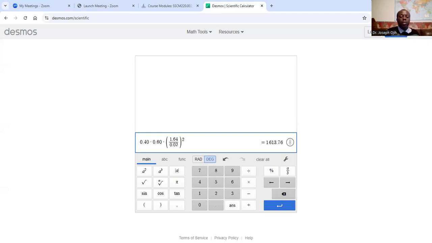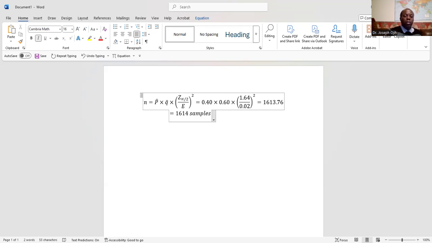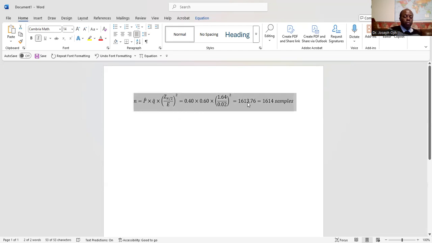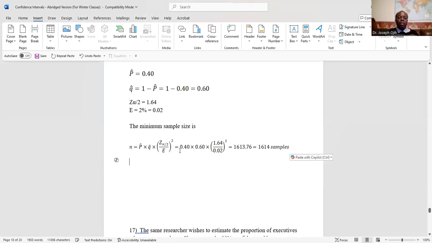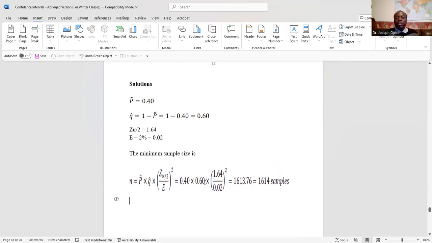So we can go and put it on our work. We got 1613.76, which normally we round up to the next whole number, which is 1614 samples. That's what we need. 1614. We always round it up to the next whole number. I'm gonna copy this and paste it right here. So now that's how you find the minimum sample size for proportion.